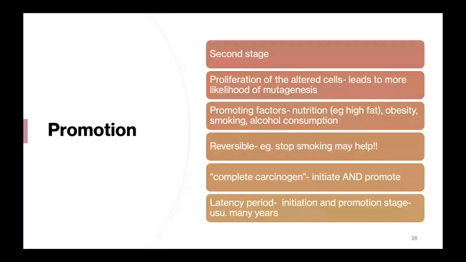So then the second stage is this promotion. This is like the time period where the mutated cell, so it's been initiated, now it's proliferating, it's growing, and while that's happening, there are promoting factors. For example, if you have a cancer that starts because of, let's say, asbestos, but on top of it, you know, you're obese and you live a sedentary lifestyle, those would be promoters, right? And again, with smoking, for example, smoking is going to be a promoter, and it can also be the thing that initiated.